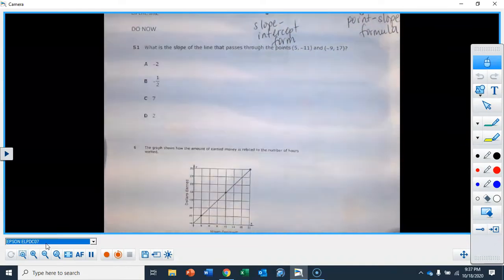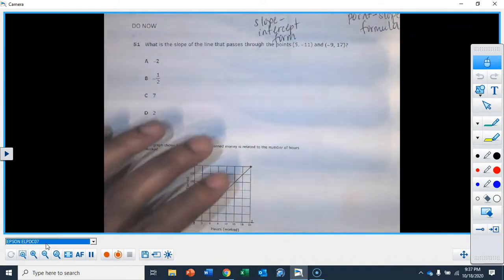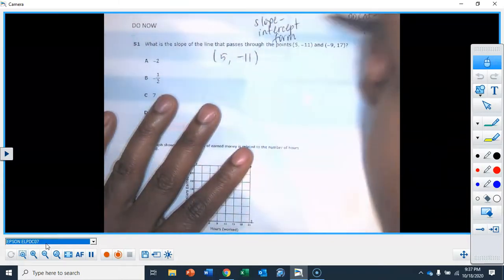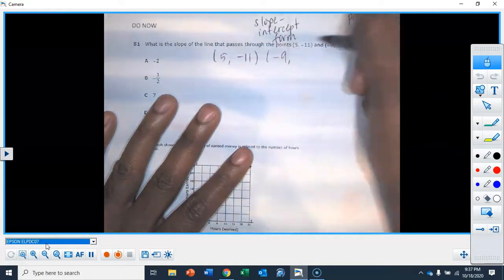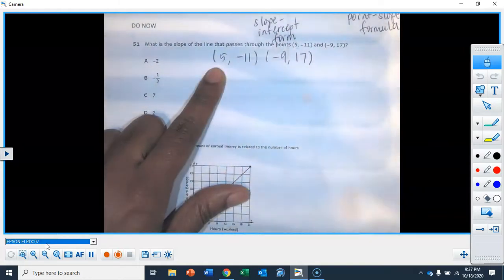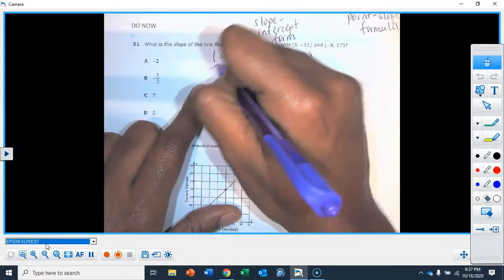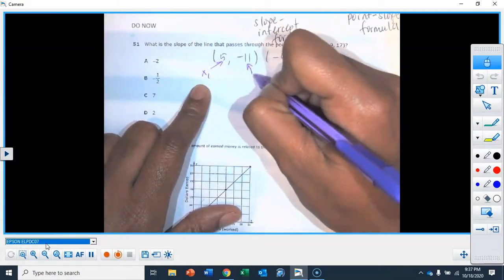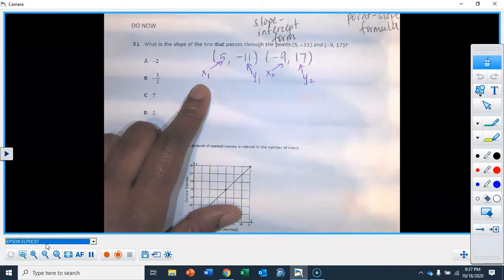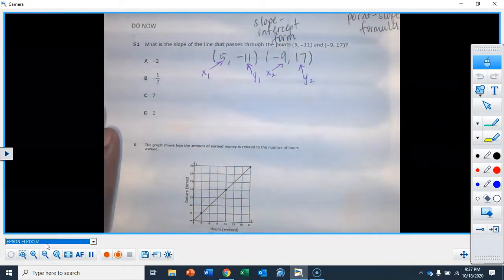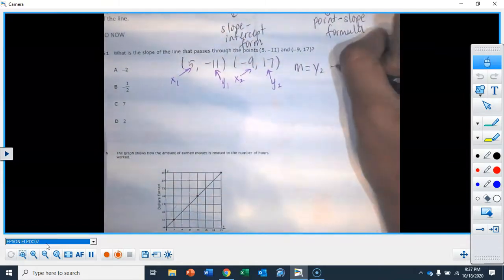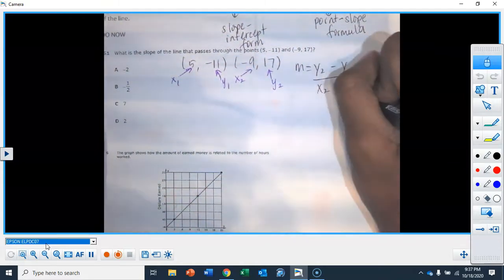All right, so let's go back over our do now really fast. So we have 2 points, (5, -11) and (-9, 17). So of course, this one right here is our x1. This is our y1. Here's our x2, and there's our y2. So if I calculate my m, remember the formula goes m equals y2 minus y1 divided by x2 minus x1.